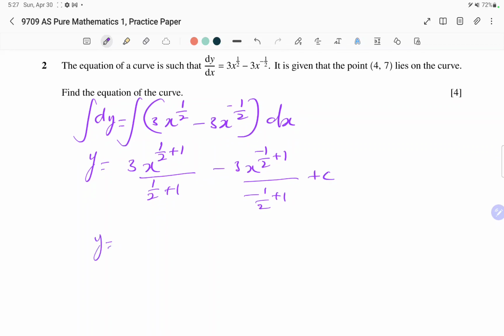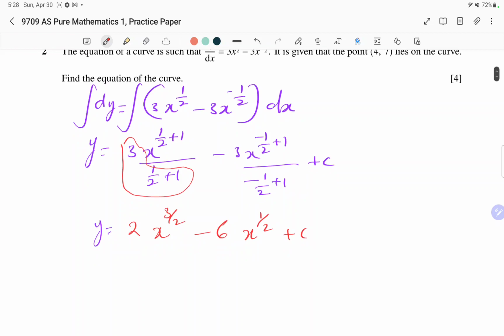So y equals, now when you combine this, 3 over 1 over 2 plus 1, so this is 3 over 3 over 2, so that will be 2. You can use a calculator. And x to the power 3 by 2, and here minus 3 over minus 1 over 2 plus 1, which is 1 over 2, so this is minus 6, and x to the power 1 over 2, and plus c. Okay, so we got that.